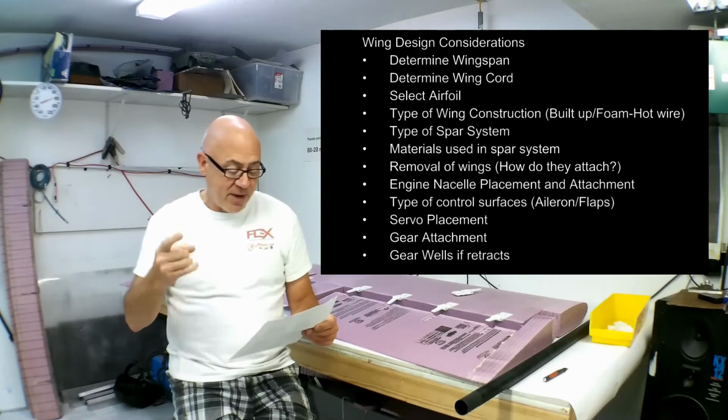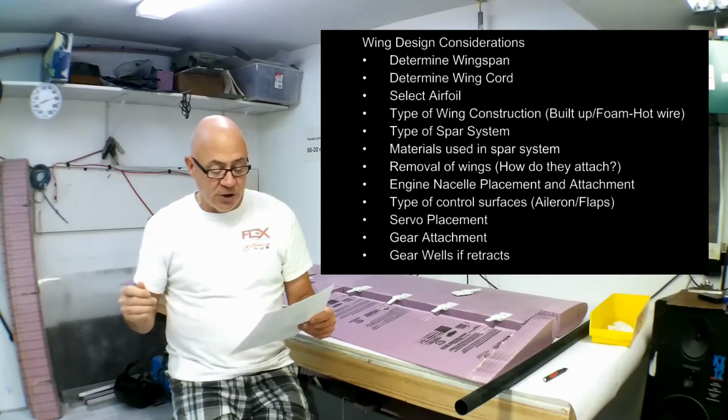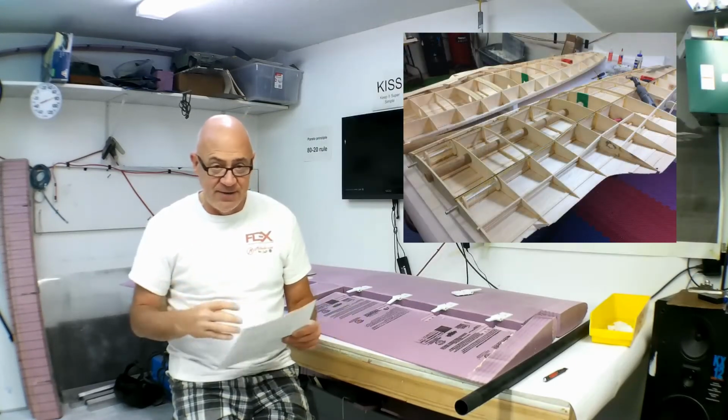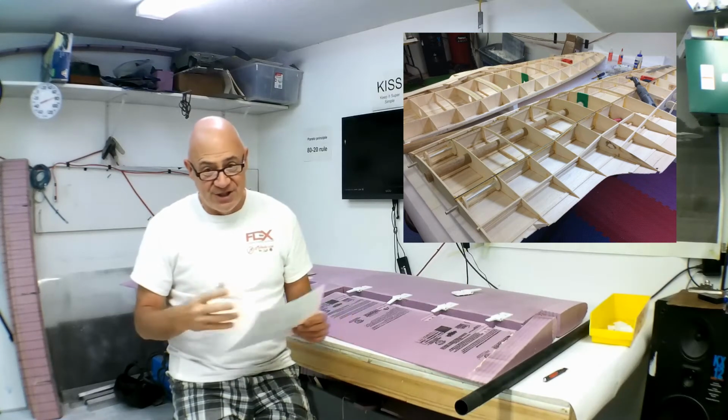So wingspan, wing chord, airfoil, type of wing construction. You want it to be built up, which is normally balsa wood and sticks and sheeting. It could be balsa wood, some light plywood and sheeting.